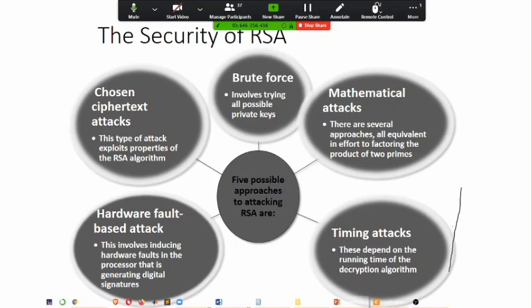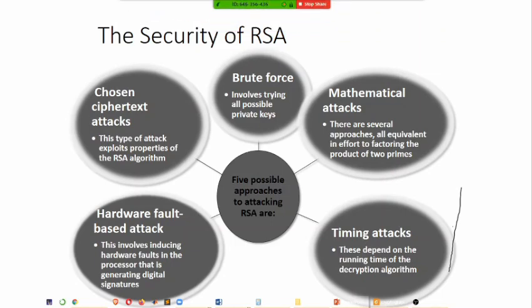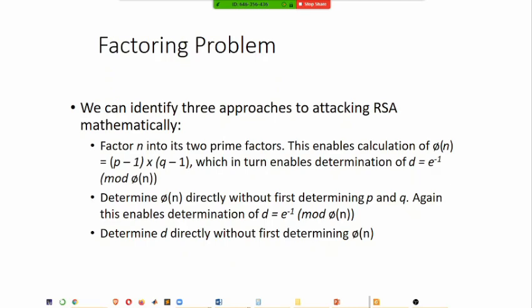There is something called mathematical attacks. Now there are different mathematical approaches which can be used to try and break RSA. I'll show you a couple of mathematical problems. There is something called timing attack. Now timing attack is a beautiful thing. It's an entirely new direction in which people think and try to attack RSA. Then there's the usual chosen plaintext attack and chosen ciphertext attack and all those things.